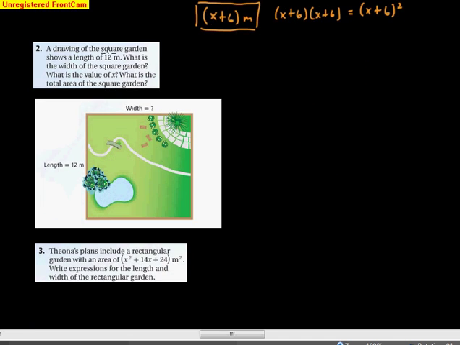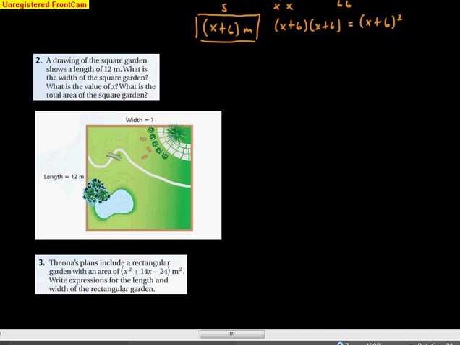So it says, a drawing of the square garden shows a length of 12 meters. What is the width of the square garden? What is the value of x? What is the total area of the square garden? So on this picture, I'm going to go ahead and put x plus 6 and x plus 6 for your length and width, because those are the side lengths of the square up above.